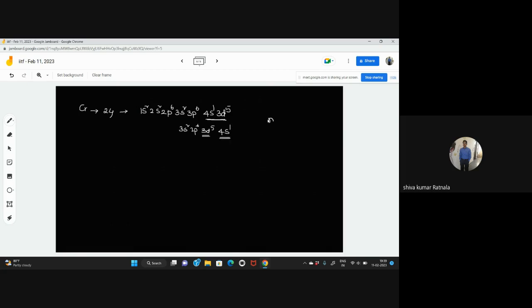Now see, we are having ns 1 to 2, (n minus 1) d 1 to 10. See, n minus 1 means what? n is the fourth shell and n minus 1 is the third shell, no? Understood? You should first write the electronic configuration of that element, and then you should find out the value of n. Without writing the electronic configuration, we can't predict. Is it clear?